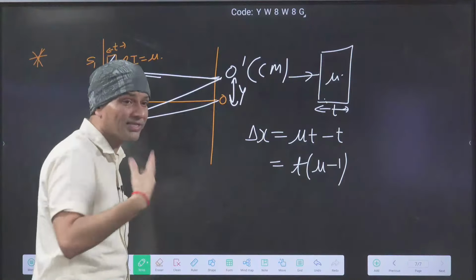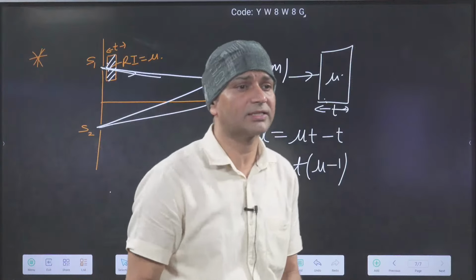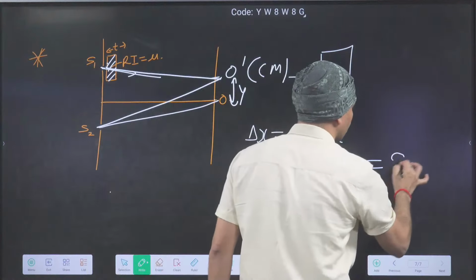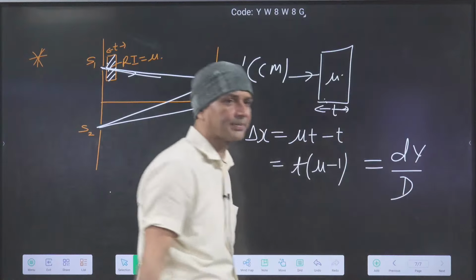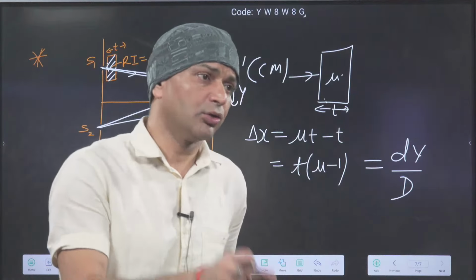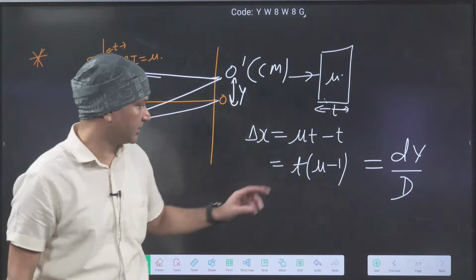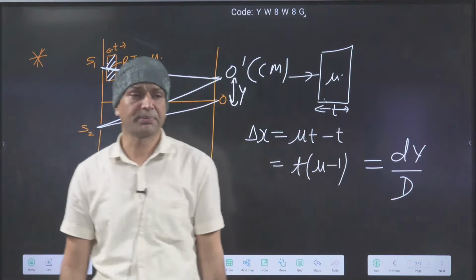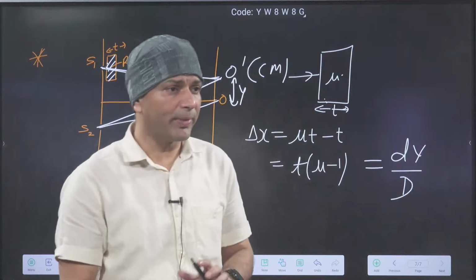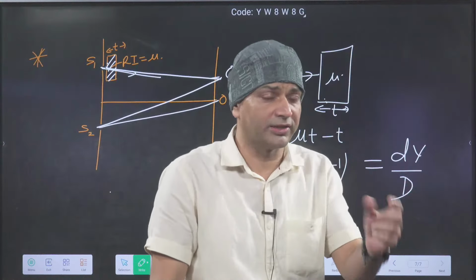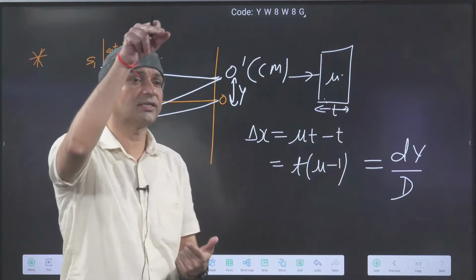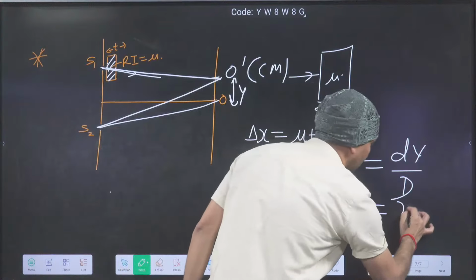If I am asking how much distance the central maxima will shift, it means I am asking y. Then I will equate this with dy by capital D. If they are asking what distance the central maxima got shifted, it means they are asking y, and I can equate with dy by capital D. How many fringes did the central maxima shift? If I am asking the number of fringes, the central maxima is shifting to another maxima, then I will equate with n lambda.